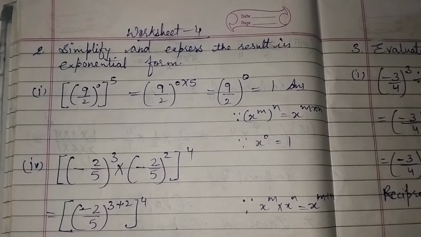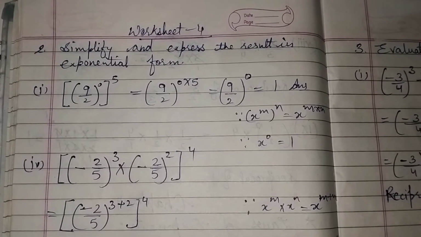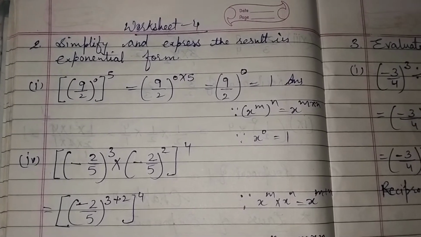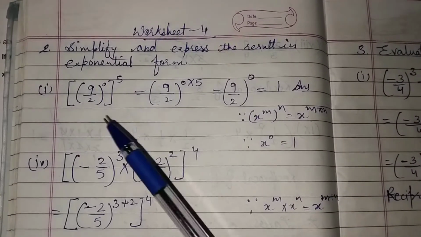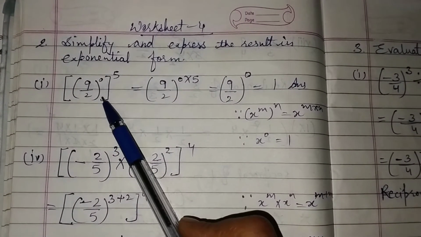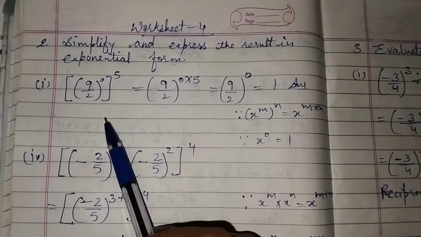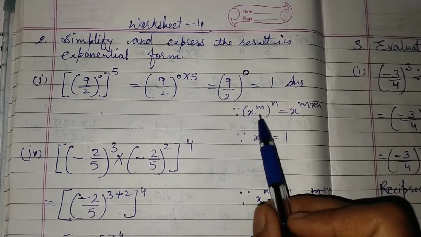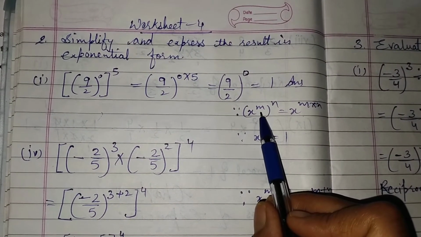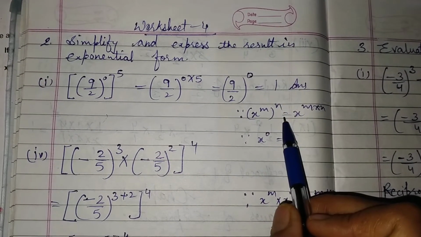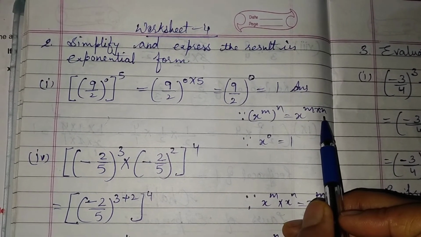Worksheet 4, question number 2. Simplify and express the result in exponential form. Here this is given. See, here we can use the fourth law of exponents. X raised to the power m bracket n, means we will multiply the powers.